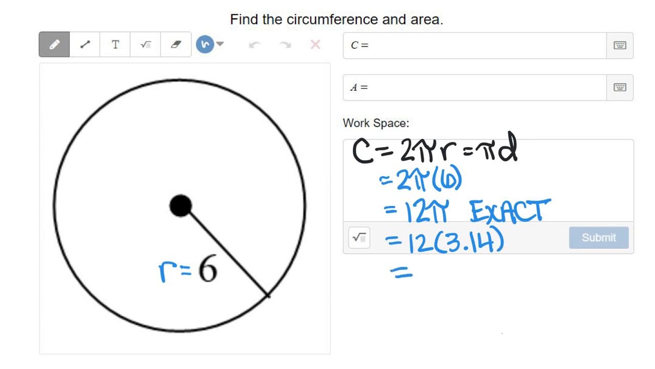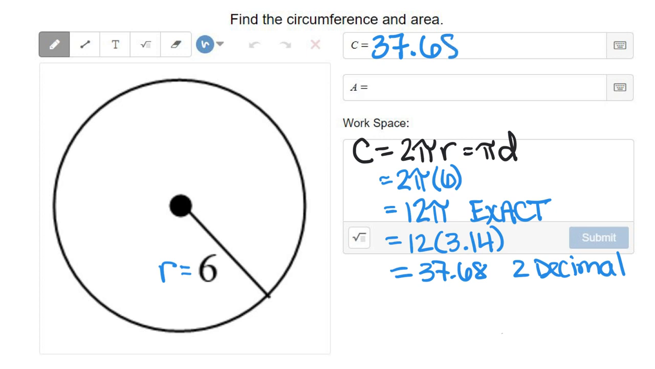And let me type that in. That would be 37.68. That is your 2 decimal answer. So if I say exact, that means in terms of pi. If I say rounded to 2 decimals, I want rounded. So for this one, I'll go ahead and do 37.68.